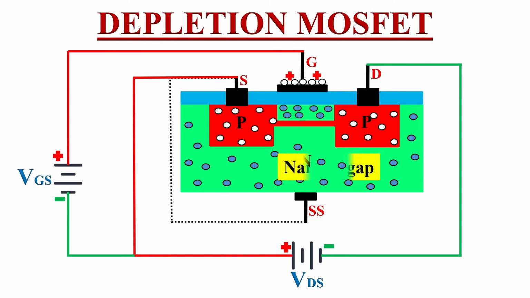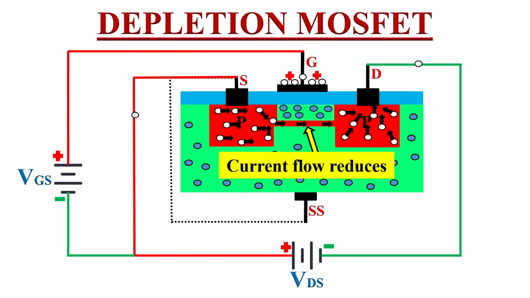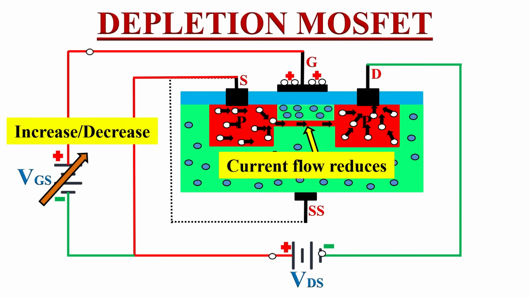As a result, the P-type channel width will reduce. Because of this narrow gap, there will be a reduced current flow between the source and drain terminals. Here, by increasing or decreasing this gate voltage VGS, we can control the current flow in the depletion MOSFET.